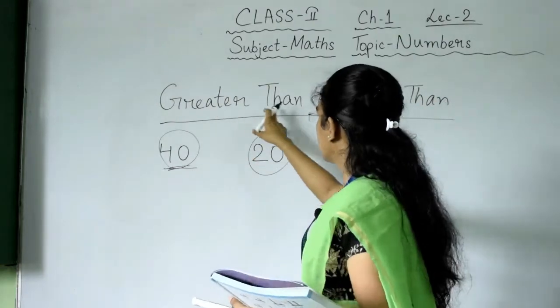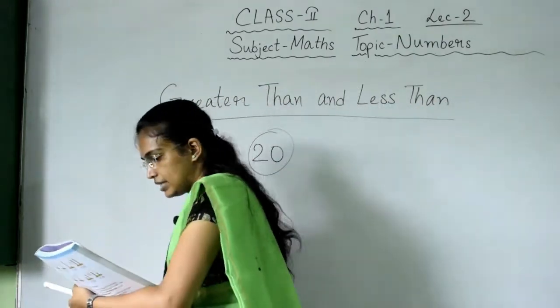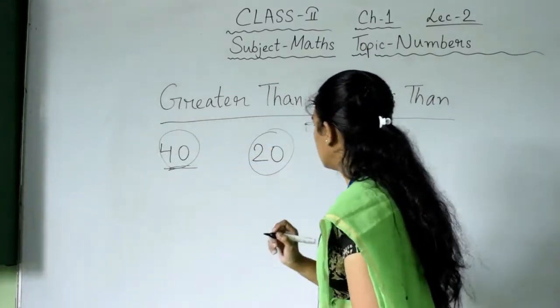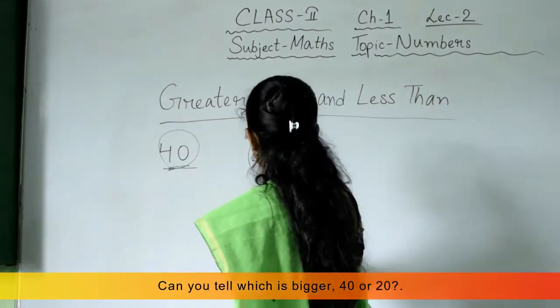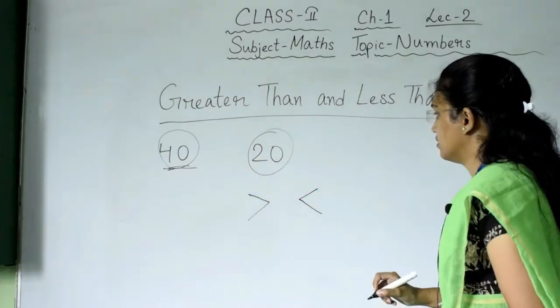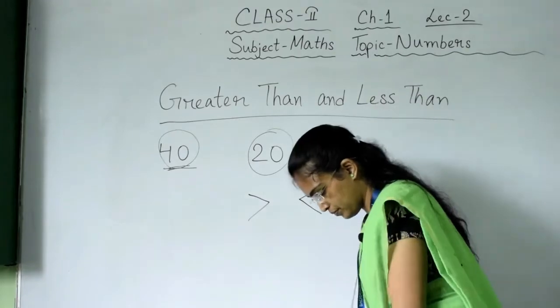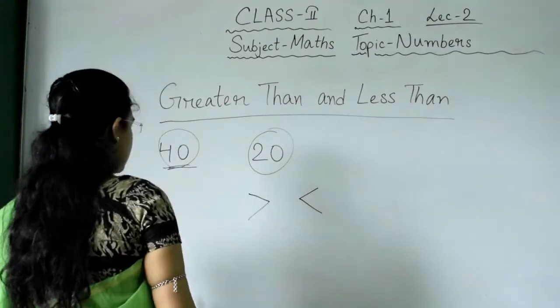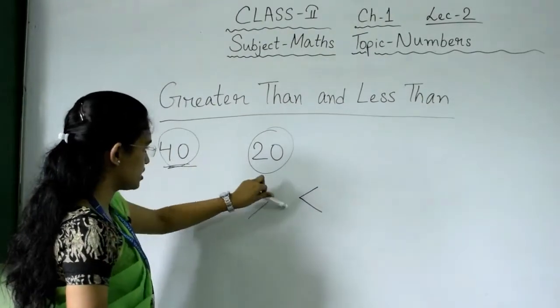Now today we are going to learn about greater than and smaller than. In maths there are two signs. One is this and another one is this. Now tell me which one is greater than. Do you know this sign?